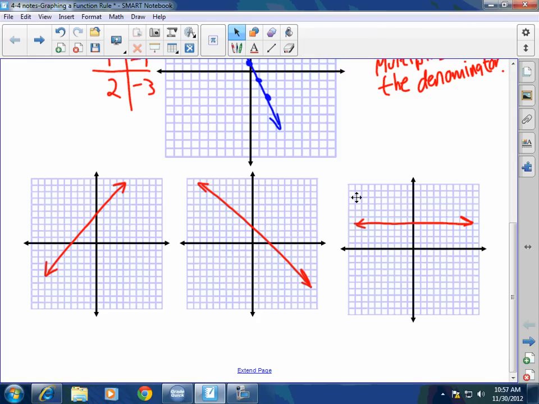Now, some people may say, yeah, but you have this too, that's a straight line. But is that a function? No. Very good. You have different y's for the same x. So it's not a function. Okay? Does that make sense so far?